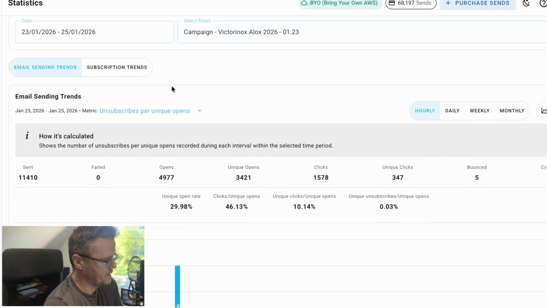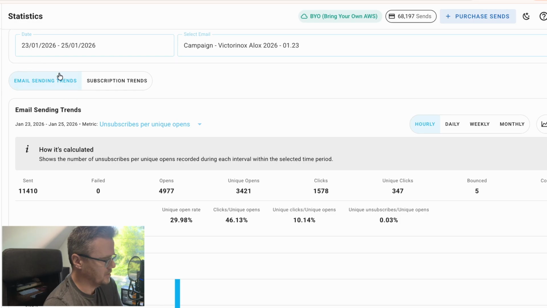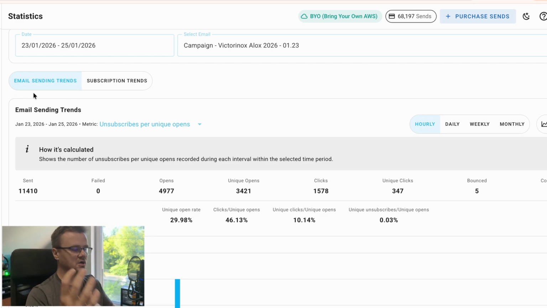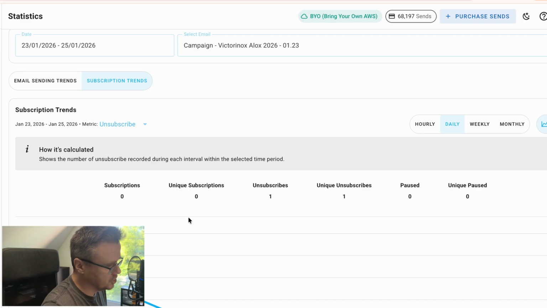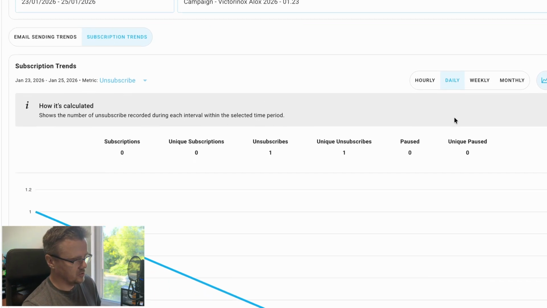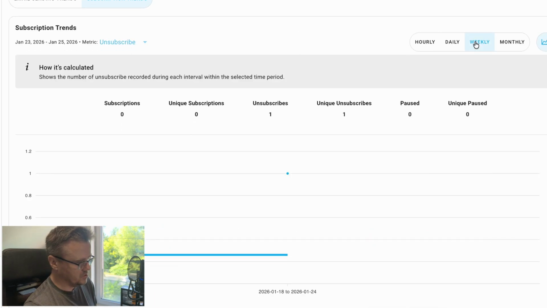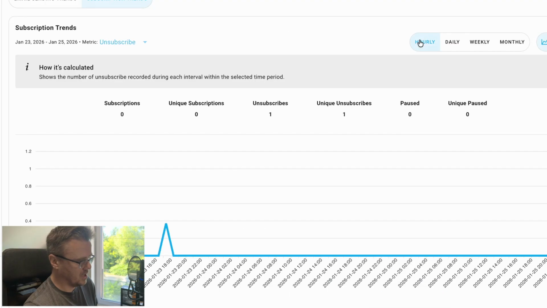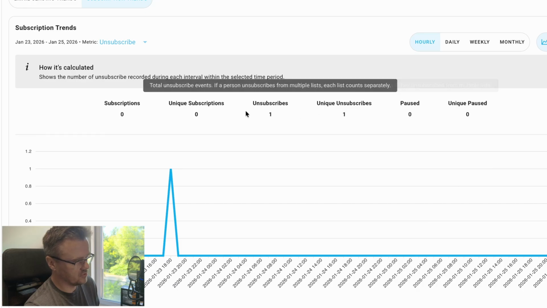So in this tab, you saw the statistics about email sending. So it's more like clicks, opens, those kind of stuff. We also have unsubscribes per unique opens here, because that's an interesting stat. But we also have subscription trends. So this one shows you how many people unsubscribed. So as you can see, from this whole campaign, only one person unsubscribed.